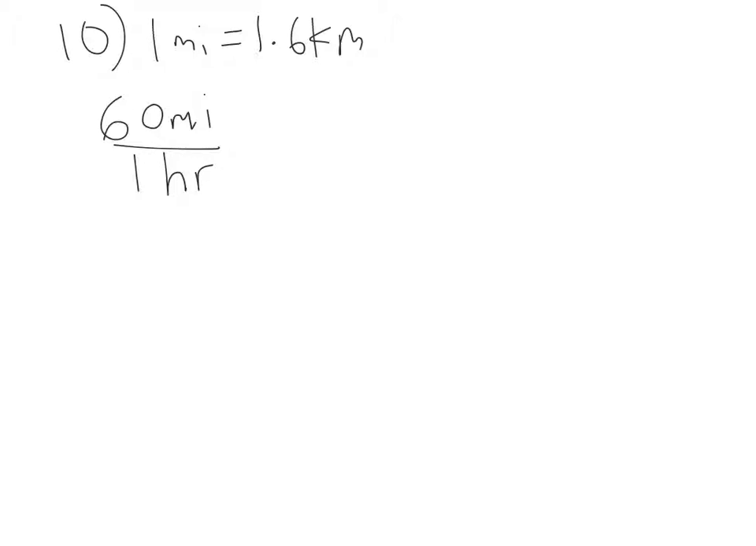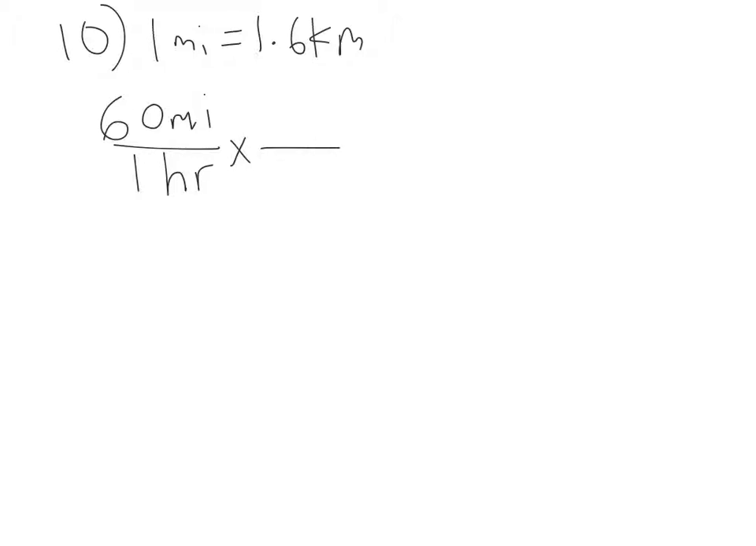Now let's work on question 10. It says a mile is equivalent to 1.6 kilometers. I'll write that down. When you're driving at 60 miles per hour, what's your speed in meters per second? Okay, so I'm starting with 60 miles in 1 hour. That's what I'm starting with. And I need to convert the miles into kilometers and the hours into seconds.